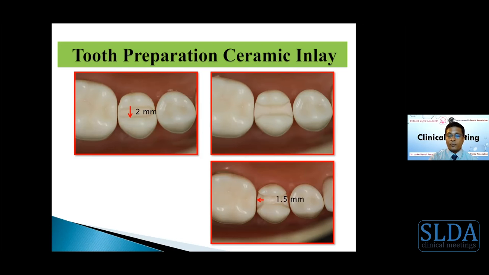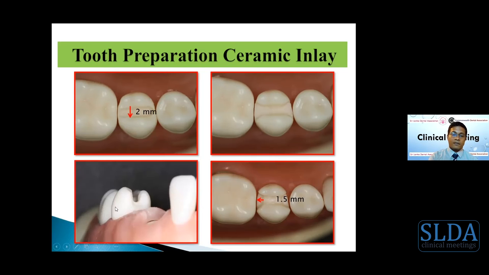And depth should be from the floor of the occlusal box to the floor of the proximal box should be again 1.5 millimeter. And you should have 3 millimeters total depth from the floor of the proximal box to occlusal plane. And this is the front view of it. And you can see the gap between the gingival level and the floor of the proximal box. At least you have to keep 2 millimeters there.